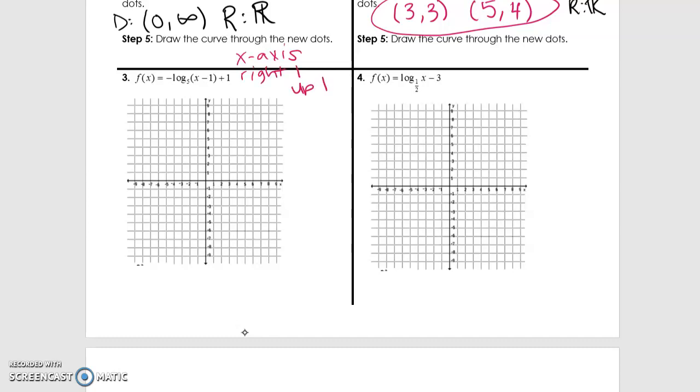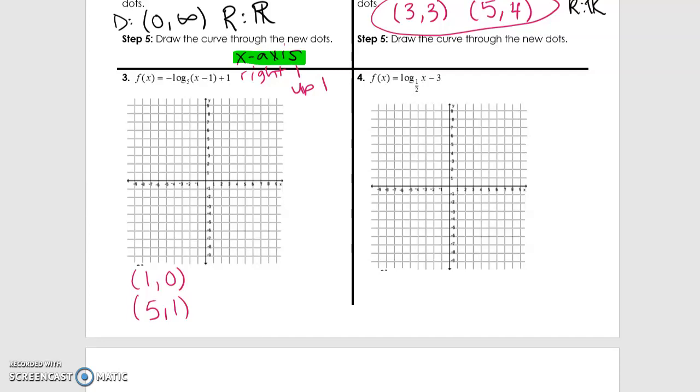So let's think about those 2 original points. The anchor point is going to be at (1, 0). And then our base point is going to be at (base, 1). So that's going to be at (5, 1). First, think about x-axis reflection. Well, what does an x-axis reflection mean?